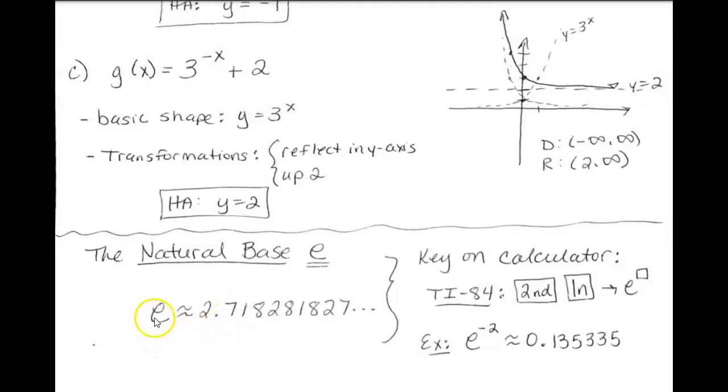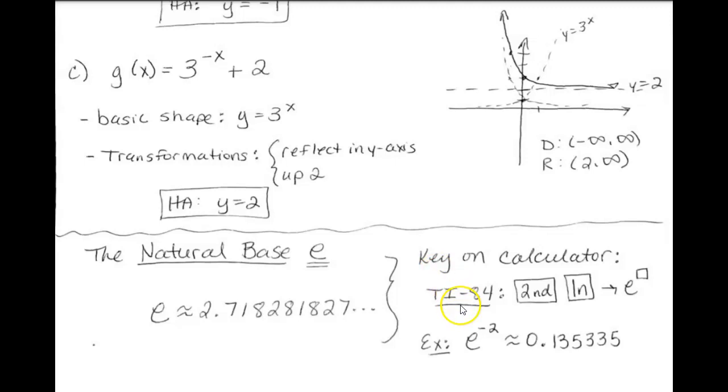So the number e is approximately equal to 2.71828, etc. Okay, and there's a key on your calculator if you ever need to utilize that number, which you will fairly frequently here as we move forward into chapter 4.